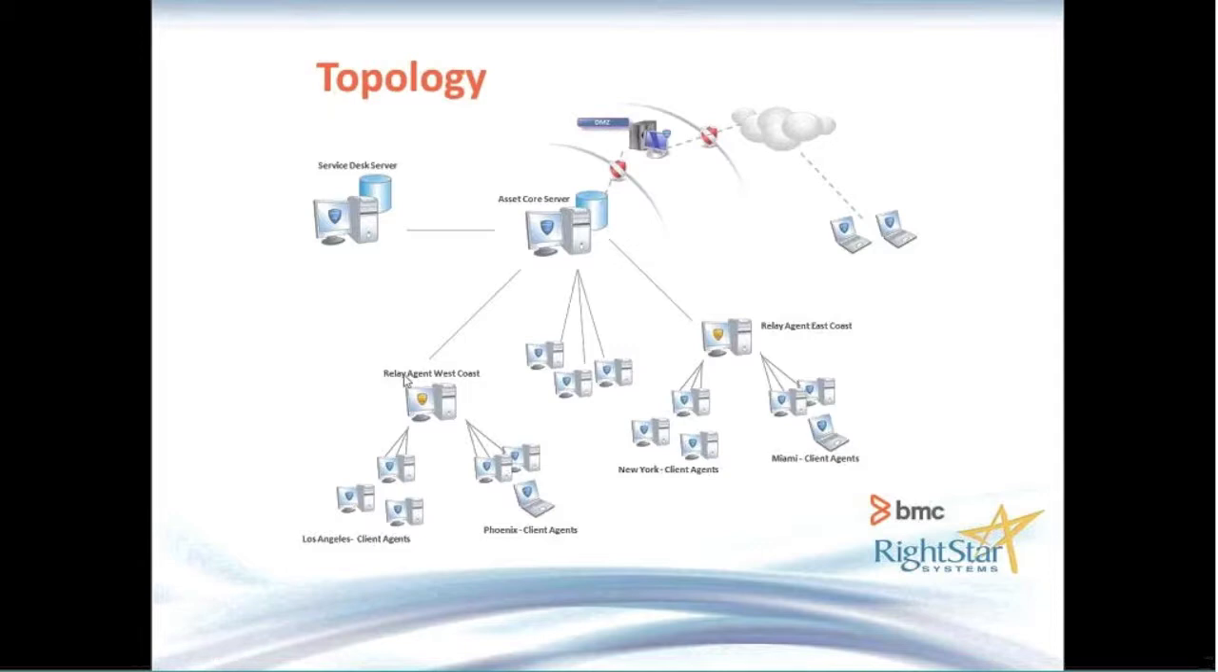And so if we have thousands of machines out there on the network, I don't want everyone to hit my core server at once, let's say for a patch update. That's why I employ my relays, because I'm basically sending it once to this relay, and then this West Coast relay is going to service Los Angeles and Phoenix. And then you'll see that same structure with respect to the East Coast.